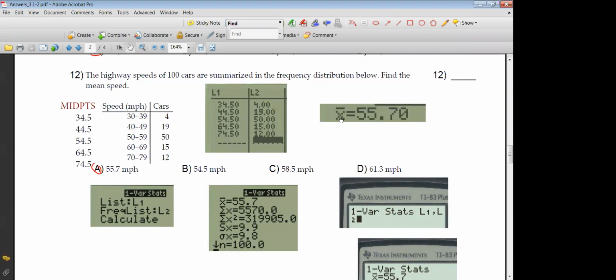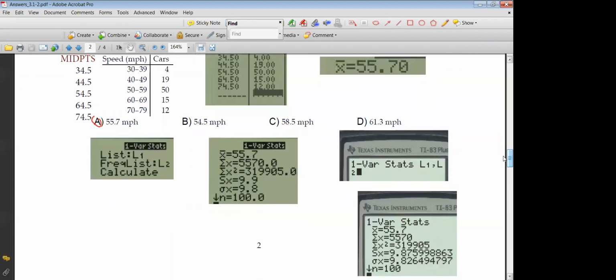The very first thing you'll see is X bar. X bar stands for the mean, 55.70. Now, at this stage, I told you way back when I asked you to get a calculator, I said, hey, if you're renting it from the school, ask the college to give you an 84 rather than an 83. But here's the deal. There are some 84s that actually behave like 83s.